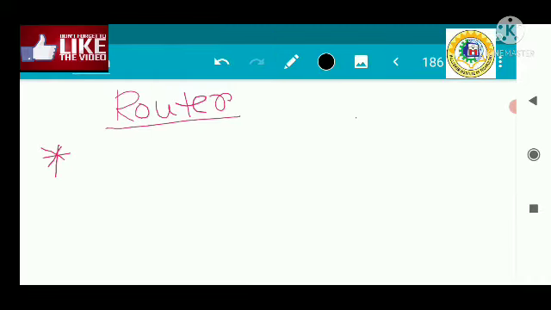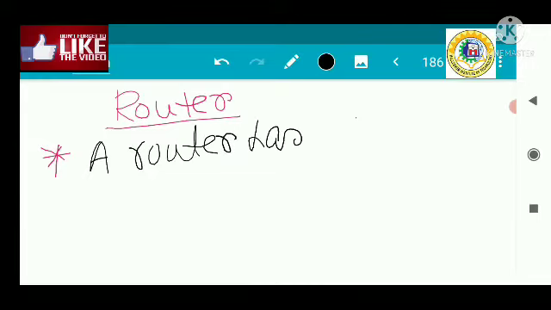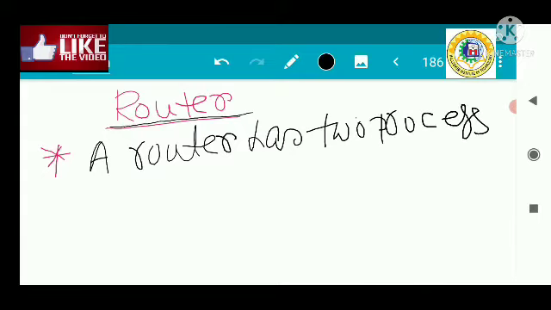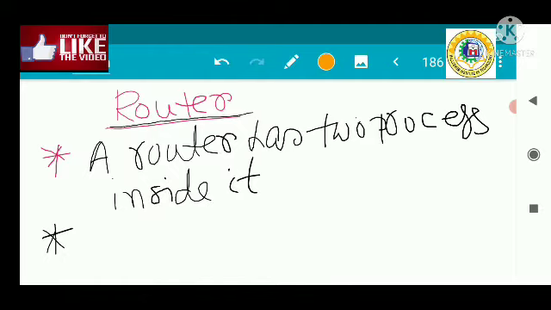The first point about the router is that a router has two processes inside it. At the end of this lecture you will see the different routing algorithms and the different types that we will learn. So what are these two processes?